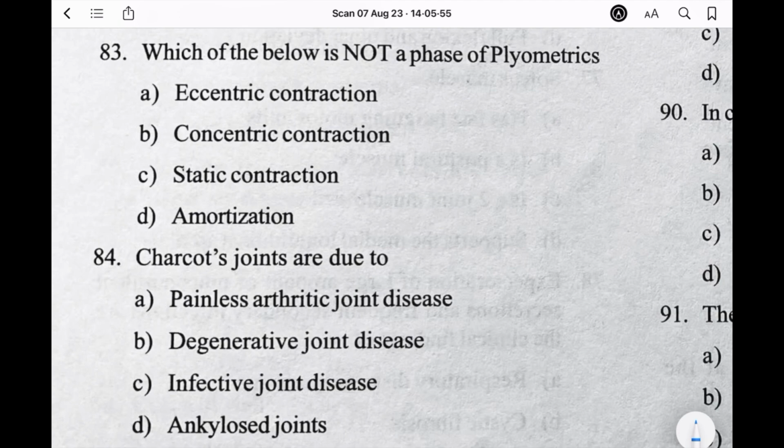Question number 83. Which of the below is not a phase of plyometrics? Options are eccentric contraction, concentric contraction, static contraction, and D, amortization. So correct answer is C, static contraction. It is not a part of plyometrics.